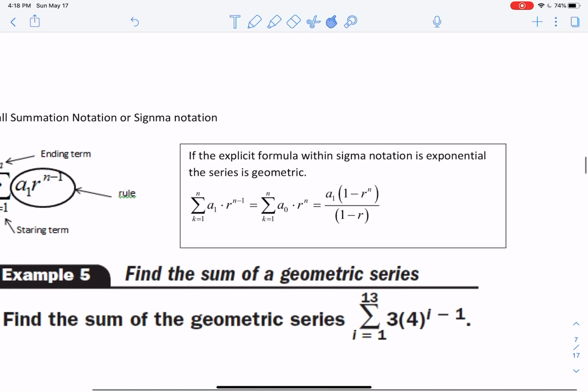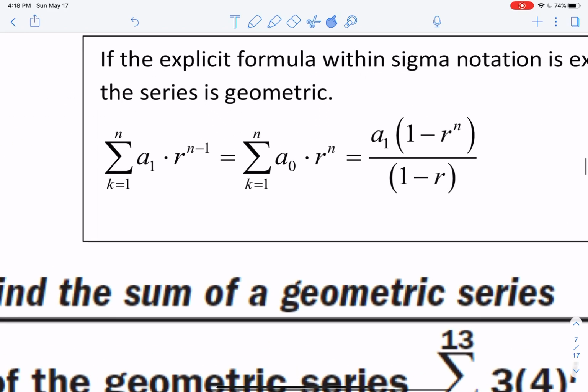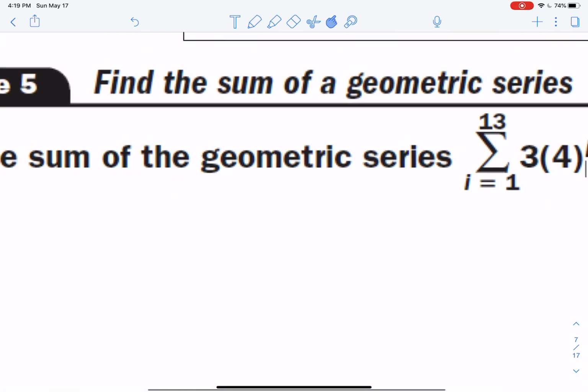So very similar to what we learned with arithmetic, but it's different. We're looking at geometric series now. So if you notice here, we've got our n up top, just like we did before. Our index, but this time it's our first term, and then we have our r to the n minus 1. So let's just look at an example because we're still using our sum formula just like we were.